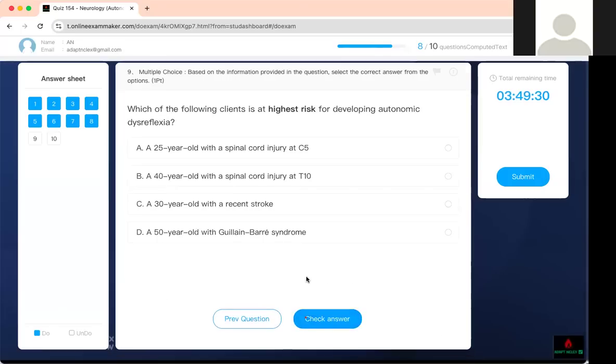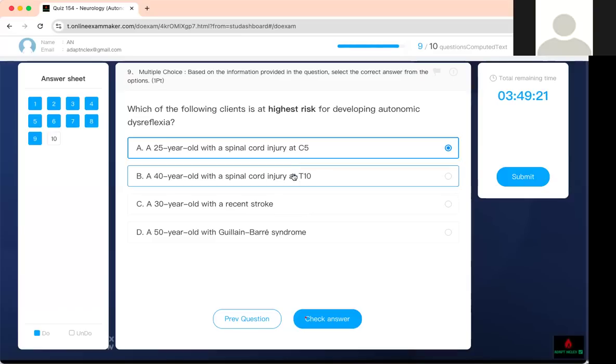Which of the following clients is at highest risk for developing autonomic dysreflexia? T6 injury and above, right? C5 is good. This is below T6. Stroke is not related. Guillain-Barré syndrome is not related.